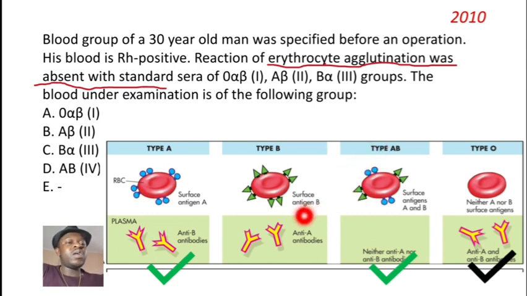But the basic thing is that there is no agglutination if you put blood in this serum, and also in this serum and this serum. This will only happen if you put RBCs without antigens on their surfaces, and blood group O is the only one where there will be no agglutination. That's why it is a universal donor. So the answer is A, blood group O, or blood group 1.